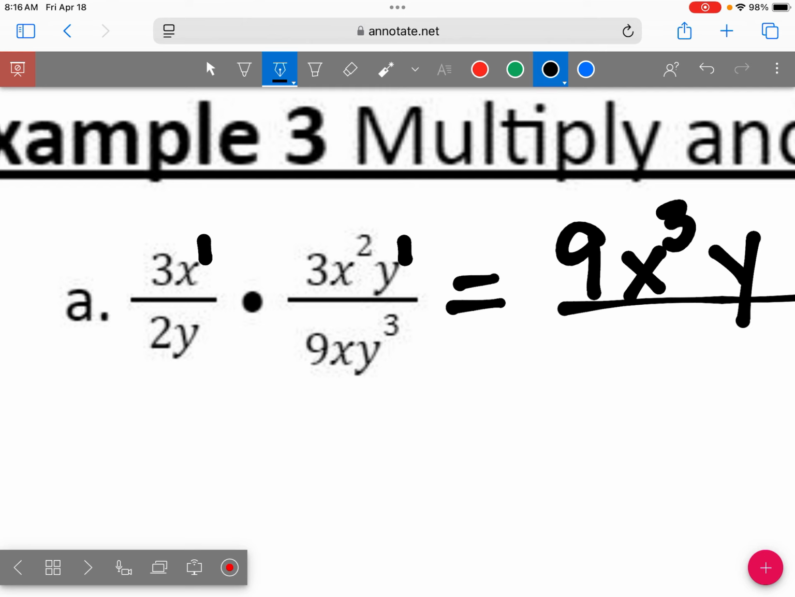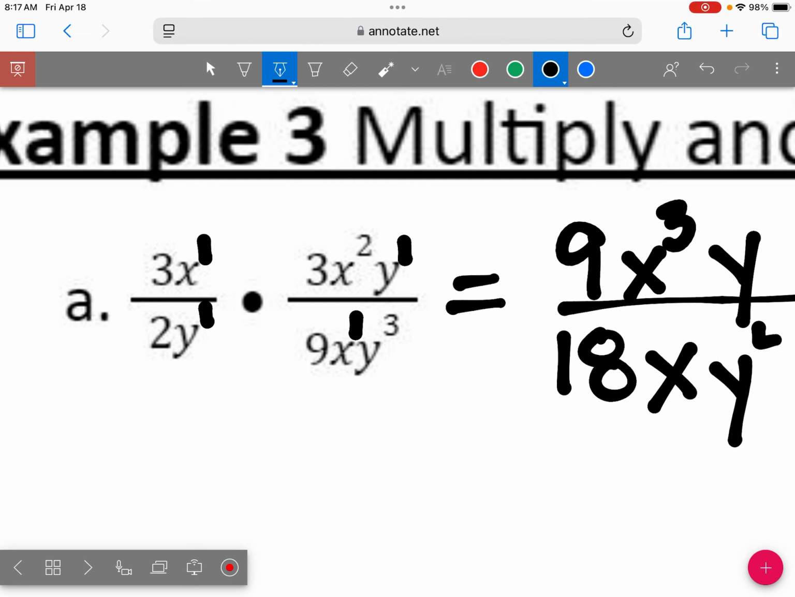Now let's do our denominator. Multiply the numbers. So that would be 2 times 9. 2 times 9 is 18. We only have 1 x. How many y's do you have when you add them together? 4. All right, any questions so far?